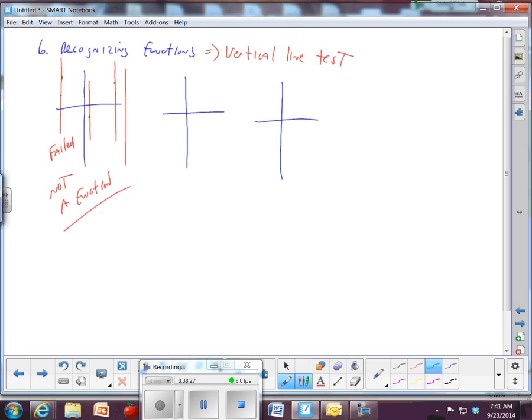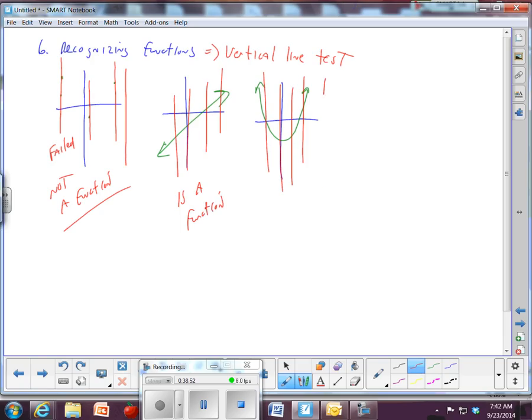Now it can be points, it could be other things. Here's a line. Again, that's a bunch of points. But look, no matter what vertical line you choose, you only hit 1 point. This is a function. And again, they can look all different ways. We're going to do parabolas here, which look like that. But no matter what vertical line you pick, it's only going to hit 1 point. So this is a function. That's the vertical line test.